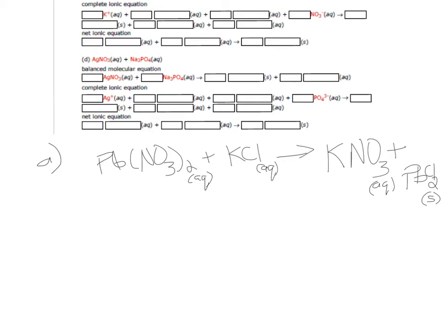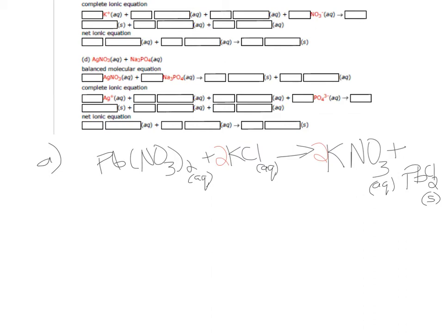When writing the balanced molecular equation, we actually have to balance it. So we'll need to balance out the chlorides. We'll need a coefficient 2 in front of KCl, and we'll also therefore need a coefficient 2 in front of KNO3. There's the balanced molecular equation. Now let's move on to the complete ionic equation.